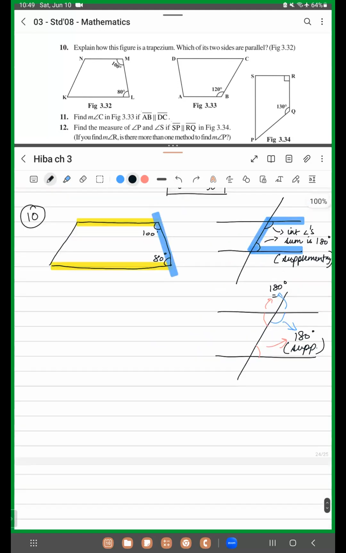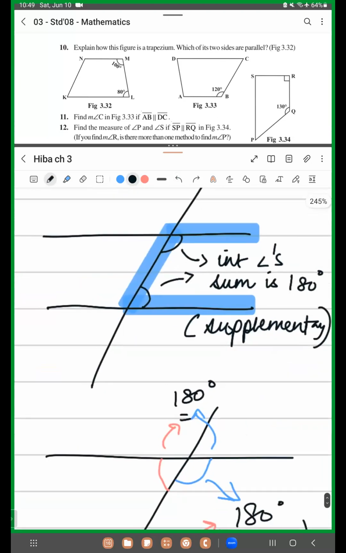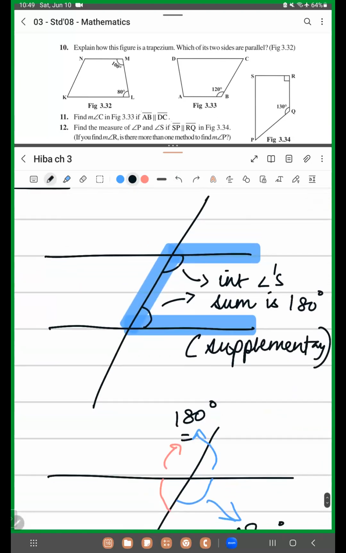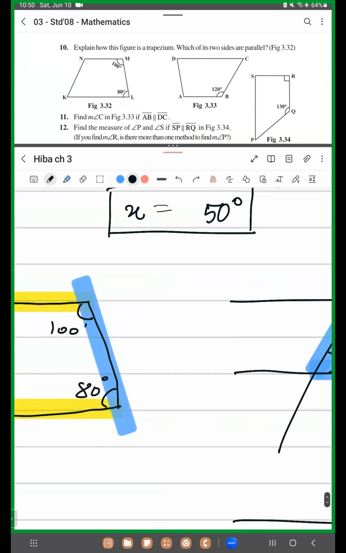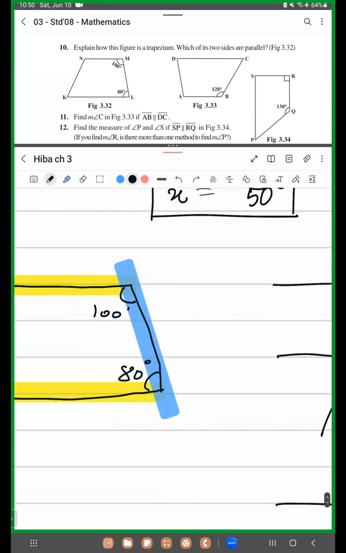Let's continue. So we were talking about this. If these two are supplementary angles, if you see in any quadrilateral that the sum of adjacent angles is 180, then you can tell that this quadrilateral is going to be a parallelogram. Okay, Hiba, just a second.